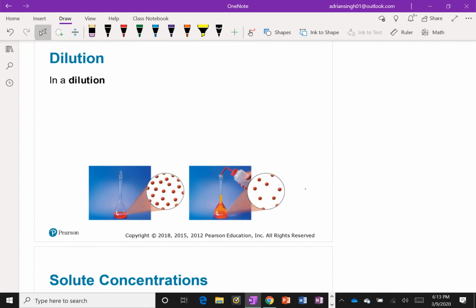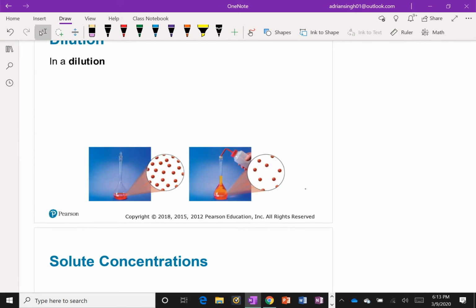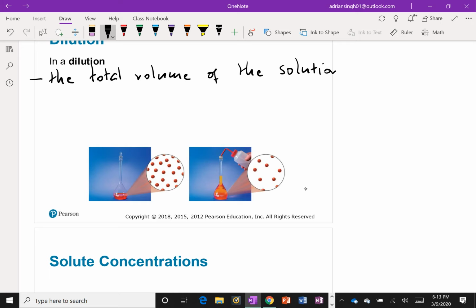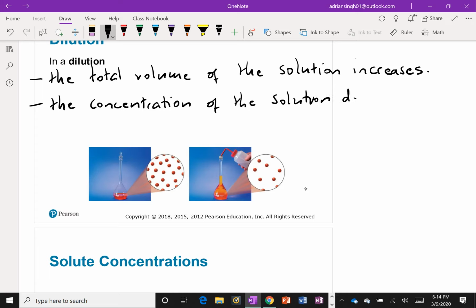In a more technical way, we can say in a dilution, there are several things that happen. First of all, the total volume of the solution increases. The other thing that happens as a result of that, as the volume goes up, the concentration of the solution decreases.